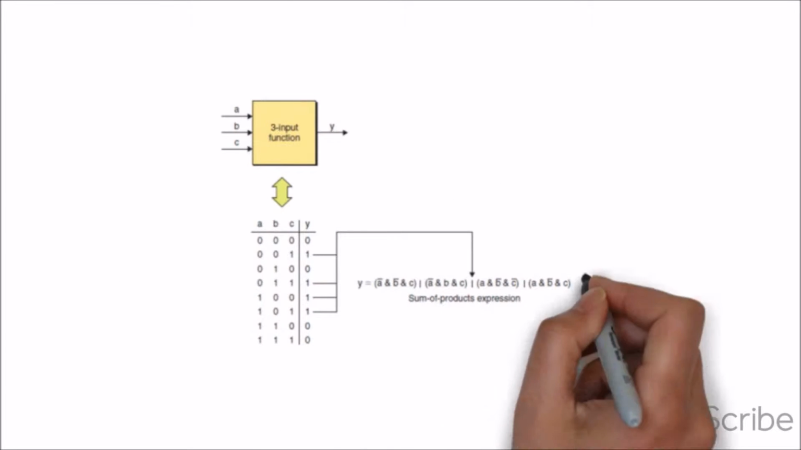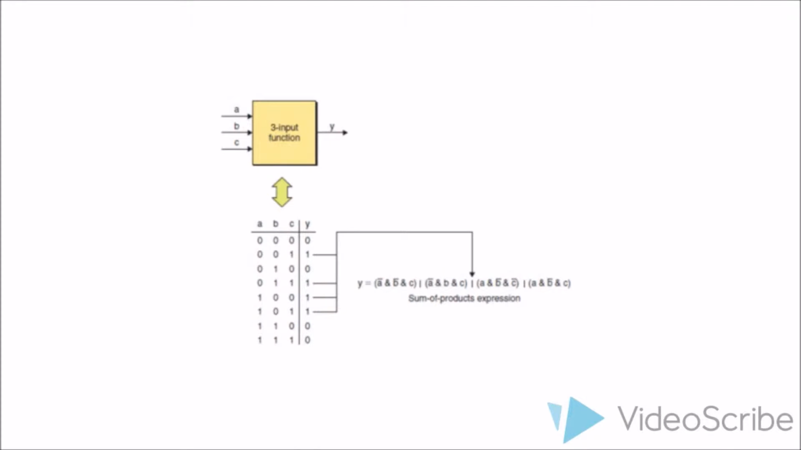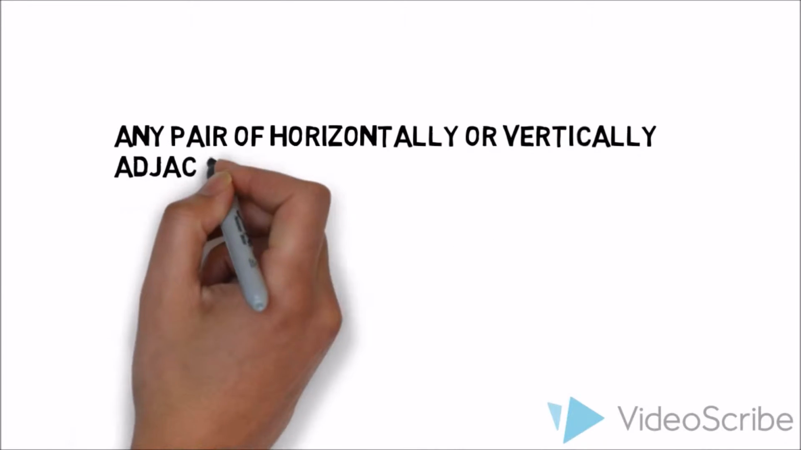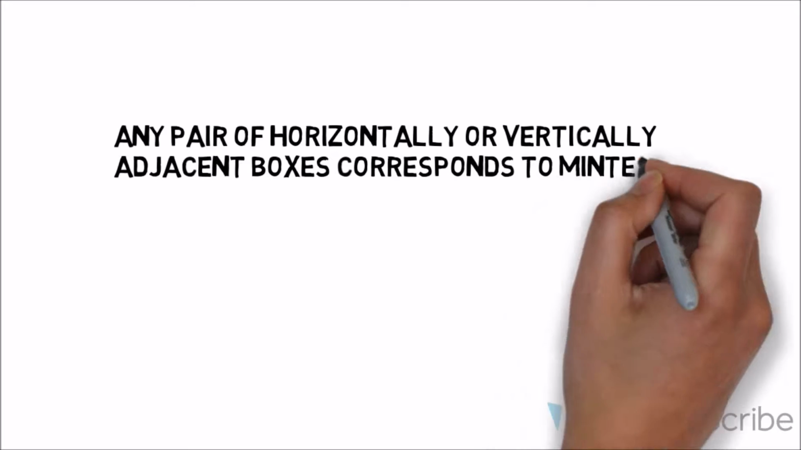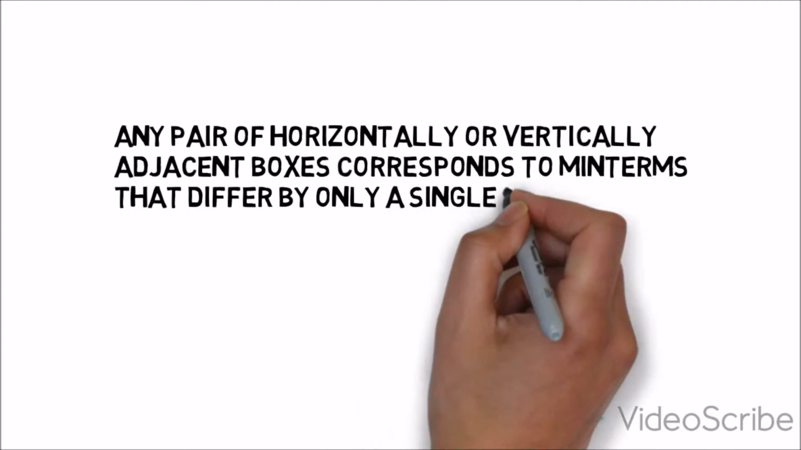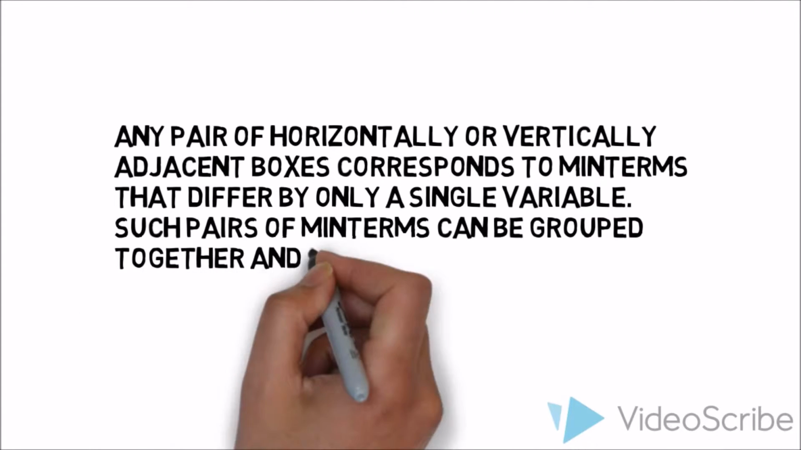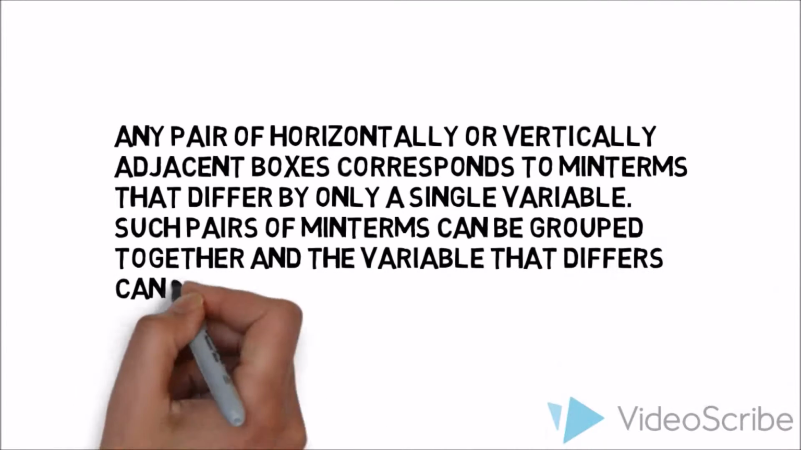And here we have the truth table and the graphical representation. Any pair of horizontally or vertically adjacent blocks corresponds to minterms that differ by only a single variable. Such pairs of minterms can be grouped together and the variable that differs can be discarded, leaving a much simplified equation.